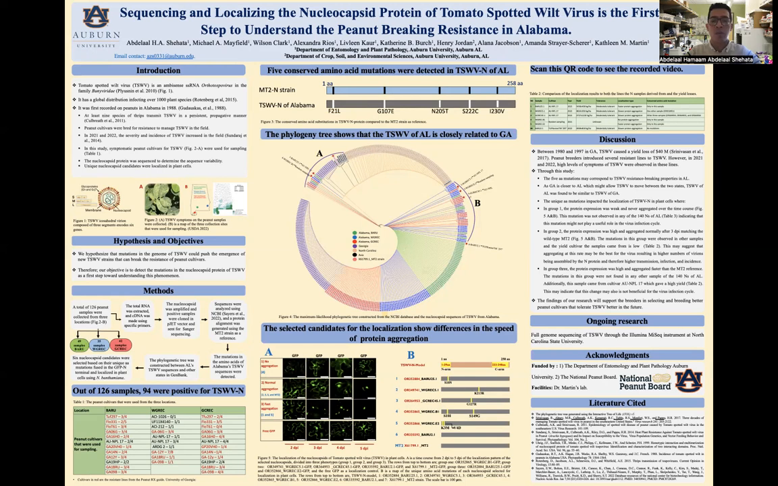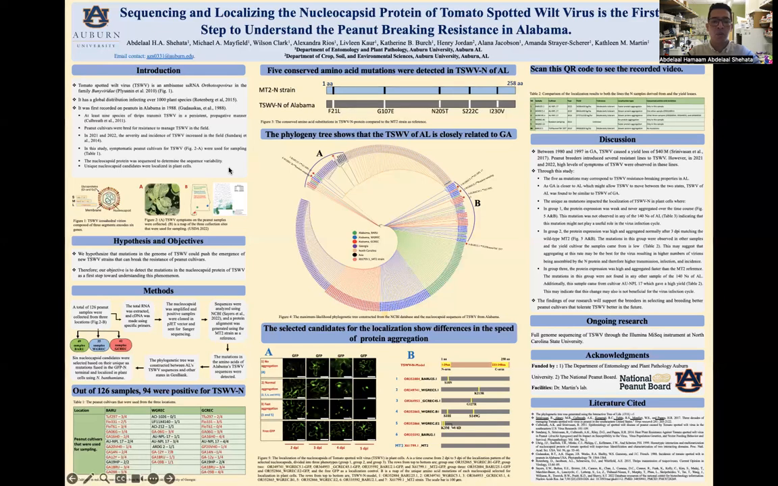So we wanted to understand why the peanut is showing high symptoms for the virus and what is happening exactly. We hypothesized that maybe there are mutations in the virus genome, which are pushing the emergence of new strains that are able to break the resistance of those lines.